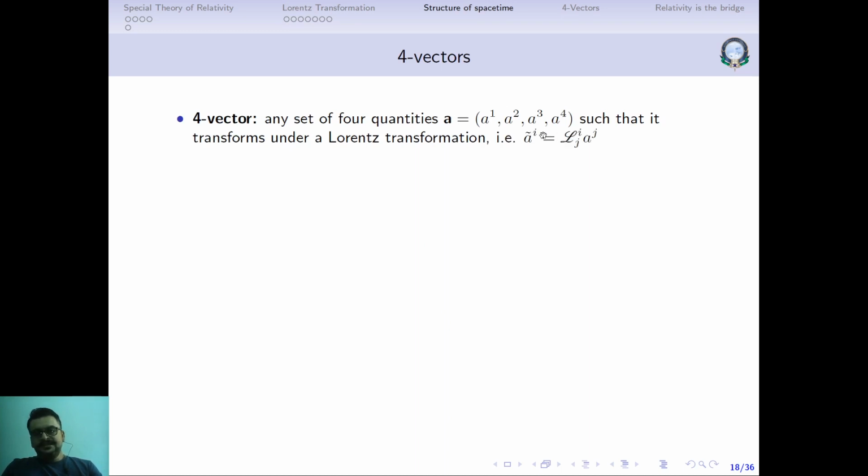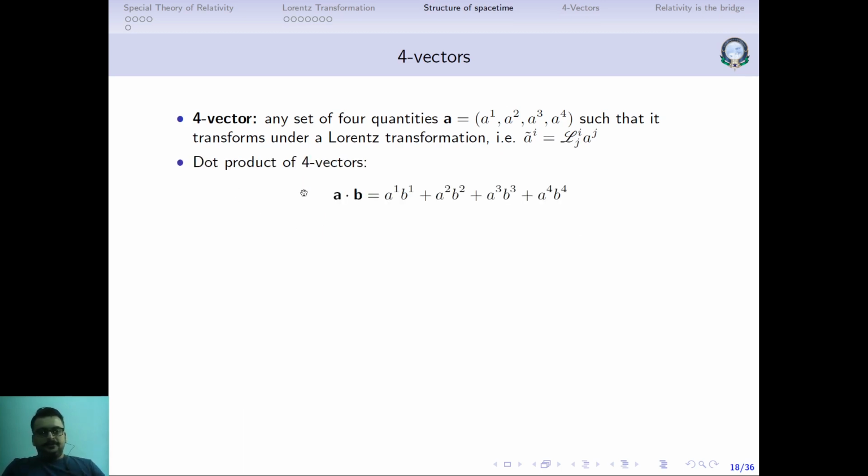That is, if I have a set of four quantities, I'm measuring it in one inertial reference frame, and I'm measuring these same four quantities in another inertial reference frame. Then the transformation between these two sets of measurements is the Lorentz transformation. If this is satisfied, then we say that it's a four vector.